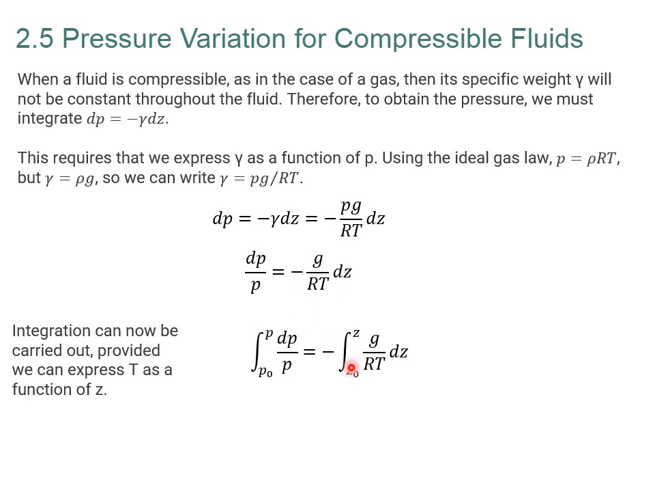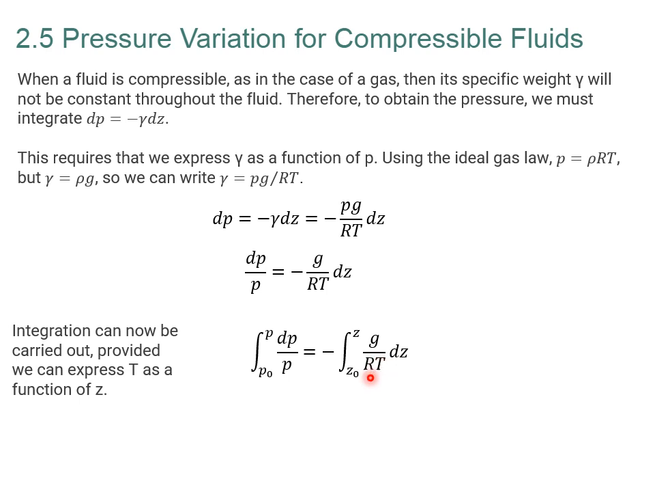We can integrate both sides, from P0 to some final pressure, and Z0 to some value Z, and we can integrate this to solve for what we need if we know what the temperature is as a function of Z. But if it's constant, it's pretty easy. We can pull that outside. But if it's a function, it may be a function of Z, so in that case we'd have to know what that was.